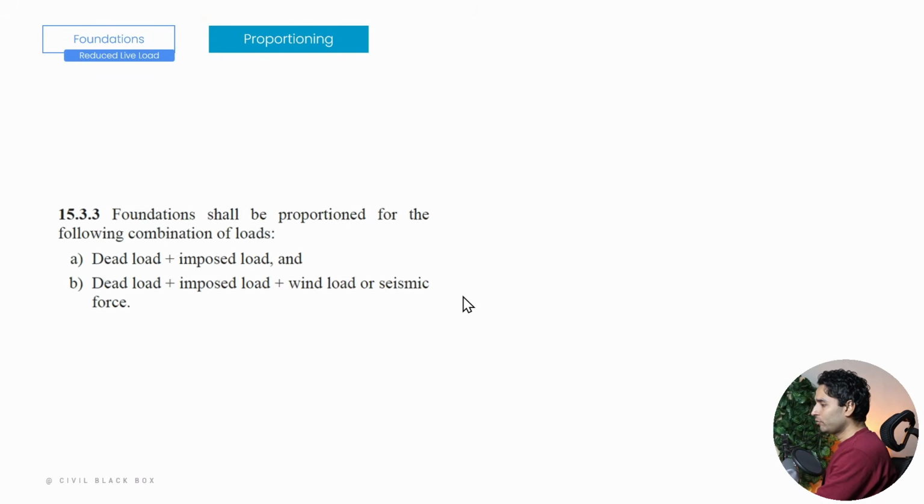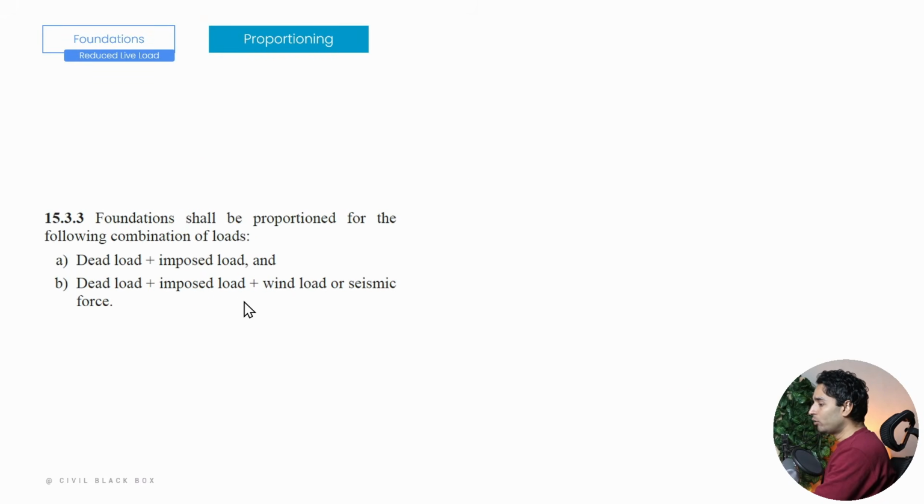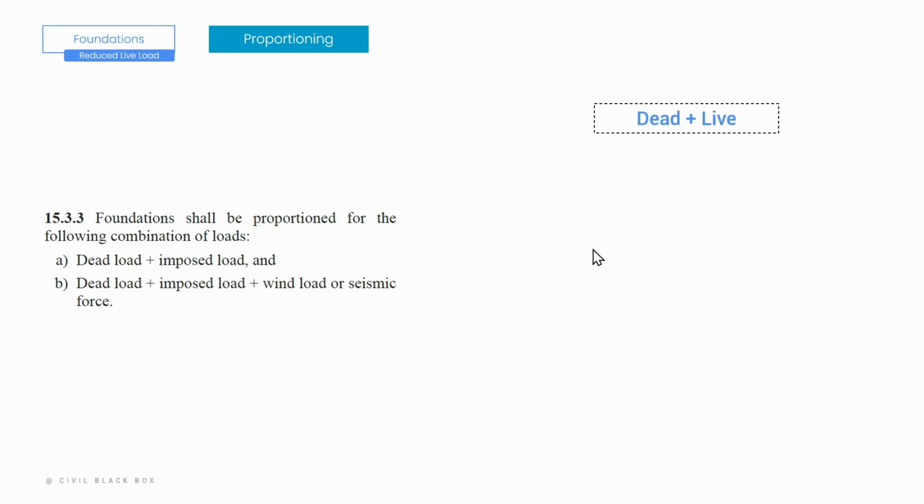So let's go through this criteria very quickly. We'll start off with the dead load and imposed load case. The dead load and imposed load, or the live load case, is very simple. Since there is no factor mentioned, this is basically talking about a single factor. So we are taking 1.0 dead load plus 1.0 live load. So this is one case.